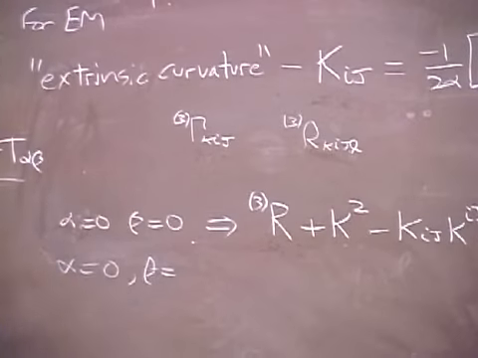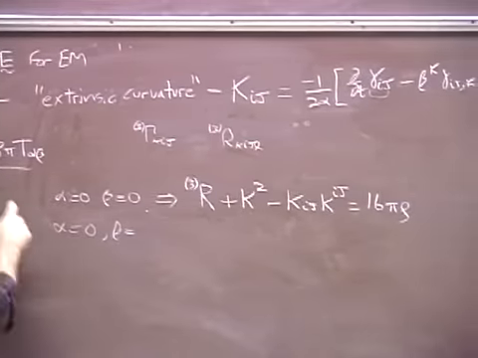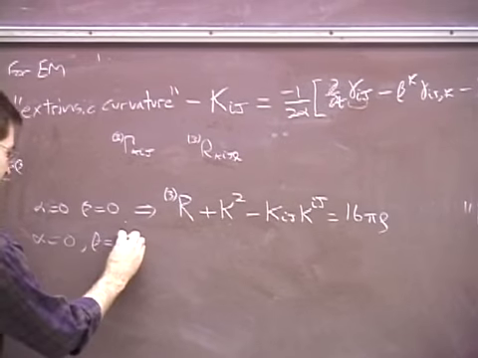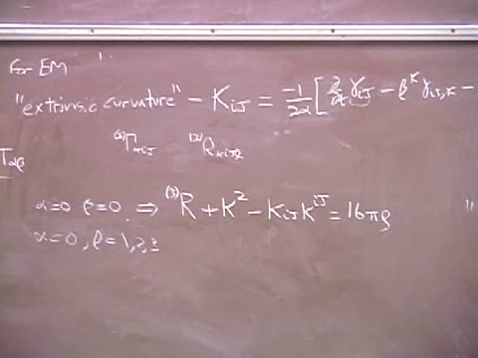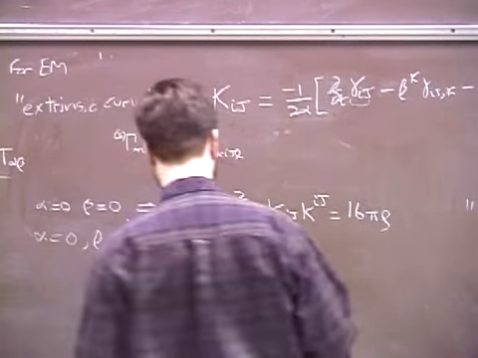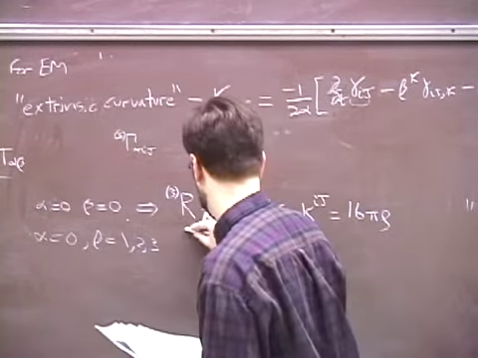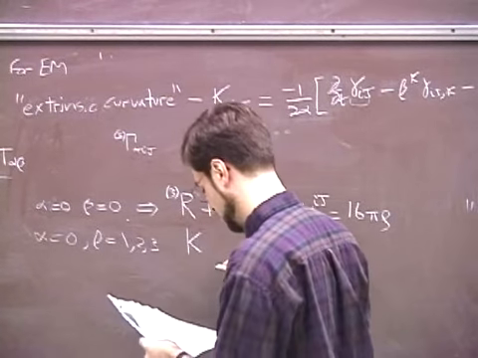So now, let's look at Einstein's equations for alpha equals 0 and beta equals 1, 2, or 3. Then what you get is an equation that looks like this.